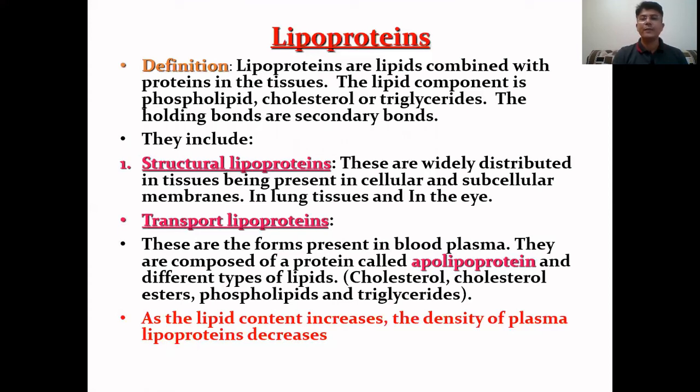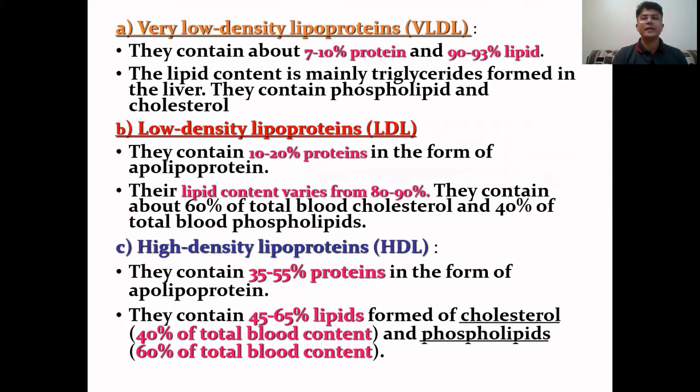They are composed of a protein called apolipoprotein and different types of lipids, which include cholesterol esters, phospholipids, and triacylglycerides or triglycerides. As the lipid content increases, the density of plasma lipoprotein decreases. So these can be further classified into very low density lipoproteins, low density lipoproteins, and high density lipoproteins. Very low density and low density lipoproteins have a lower content of protein. In high density lipoproteins, the protein content is more and the lipid content is comparatively less. HDL, high density lipoprotein, containing the cholesterol is referred to as good cholesterol, whereas LDL containing the cholesterol is referred to as bad cholesterol.